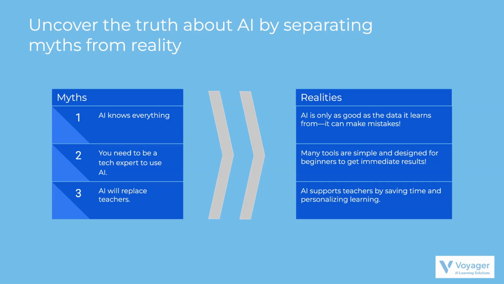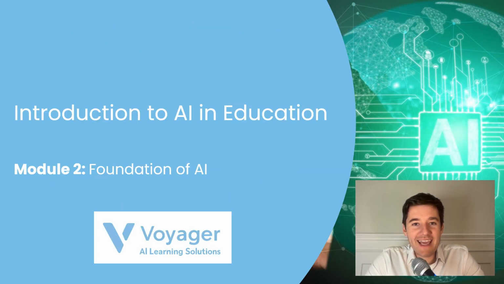Myth number 3, AI will replace teachers. In practice, what we're seeing is the opposite. Teachers who use AI effectively often gain more time for the parts of teaching that matter most, connecting with students, guiding discussions, and supporting learning. Ultimately, AI works best when it supports human expertise, not when it tries to replace it.